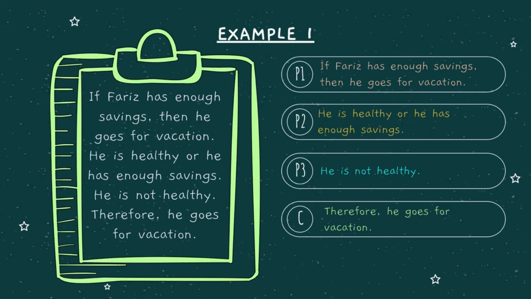Now, we will look at the first example. How can we write this argument into symbolic form? If Faris has enough savings, then he goes for vacation. He is healthy or he has enough savings. He is not healthy, therefore he goes for vacation. First premise, if Faris has enough savings, then he goes for vacation, I write it as P1. Second premise, he is healthy or he has enough savings, P2. Third premise, he is not healthy, is P3, and the conclusion, therefore he goes for vacation, as C.